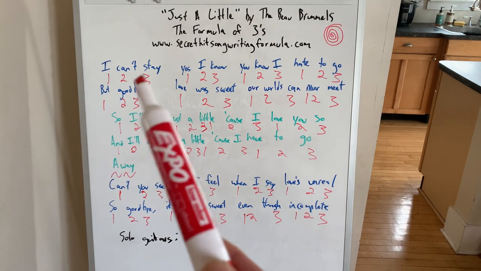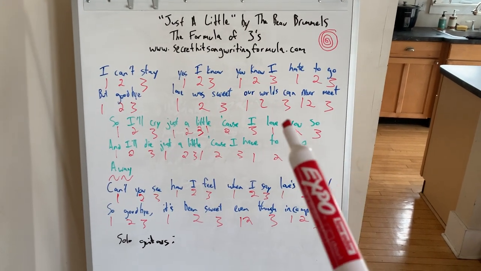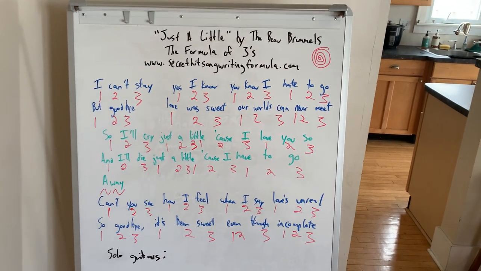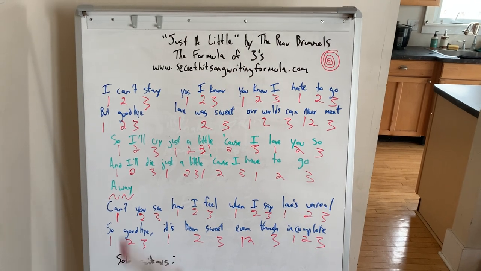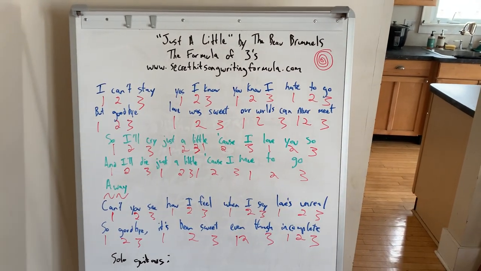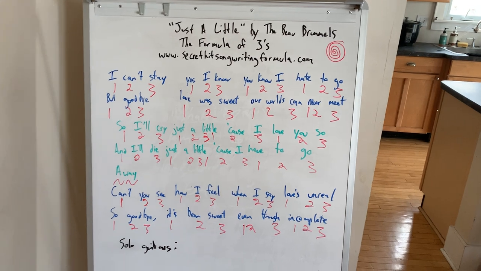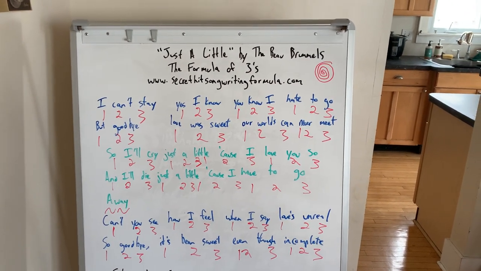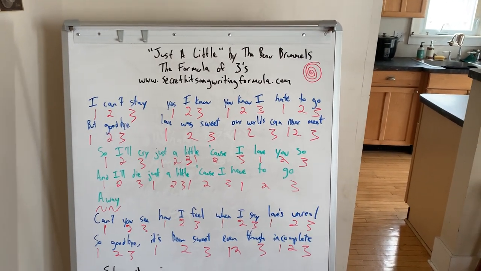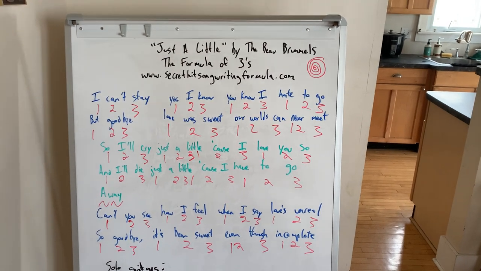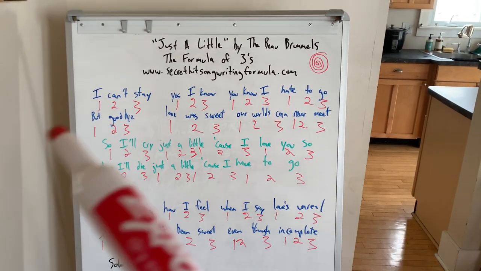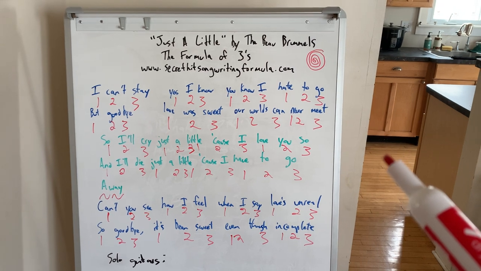So for instance, in this case, the variation is accomplished by having very short motifs in the verse. Okay, our verse has very short motifs. They're very separate. "I can't stay," rest. "Yes, I know," rest. "You know I," rest, "hate to go." So they're short, separate phrases. Okay, and they're not too wordy.